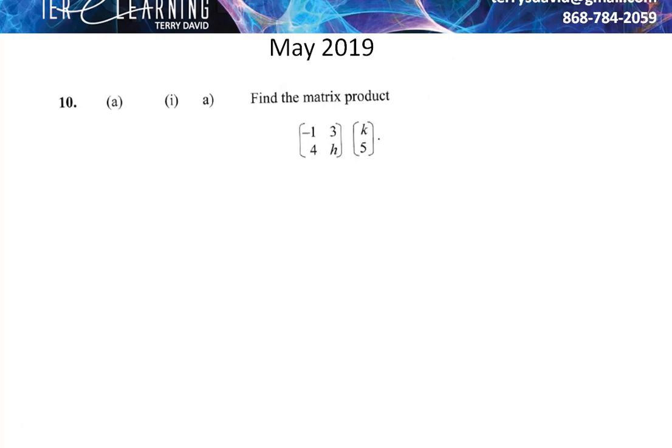Okay, so I'm going to be looking at the May 2019 question 10. This one is a matrix question that came on the paper. You want to find the matrix product, right? This matrix multiplied by this. Now, in order to multiply a matrix, remember you must multiply row by column.